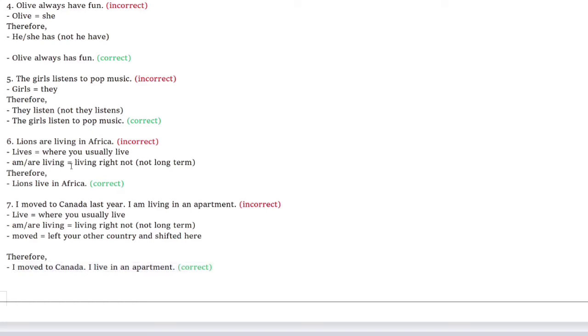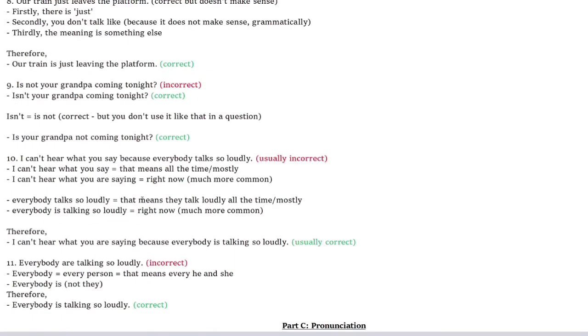So that's that. Focus on this and make sure that the sentences make some sense. Okay, number 8. Our train just leaves the platform. It's grammatically correct, but does it make any sense? You don't talk like this, right? Why? Because it doesn't make sense.